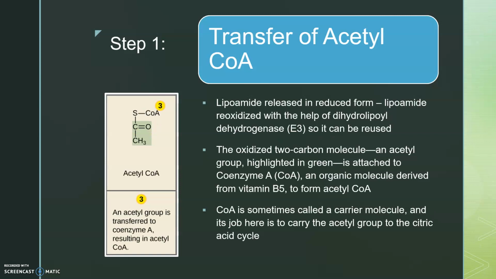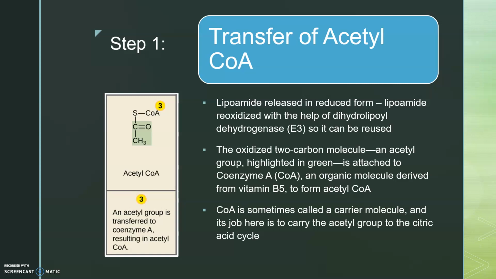And so in this third step, it says step 1, that should be step 3, the final transfer of the acetyl CoA, that lipoamide is going to be released in a reduced form. So that lipoamide cofactor is going to be oxidized with the help of that third enzyme listed there so that it can be reused. And the oxidized 2-carbon molecule, an acetyl group shown there in green, is attached to coenzyme A, which is just an organic molecule derived from vitamin B5, which will form acetyl CoA.